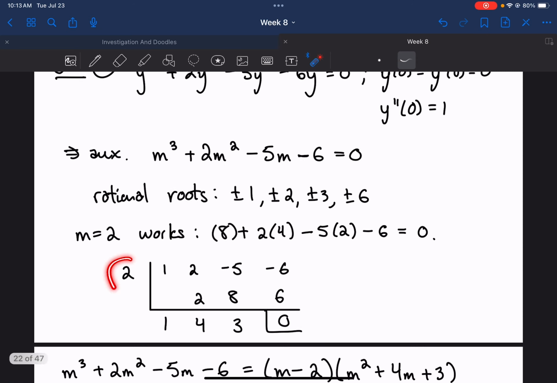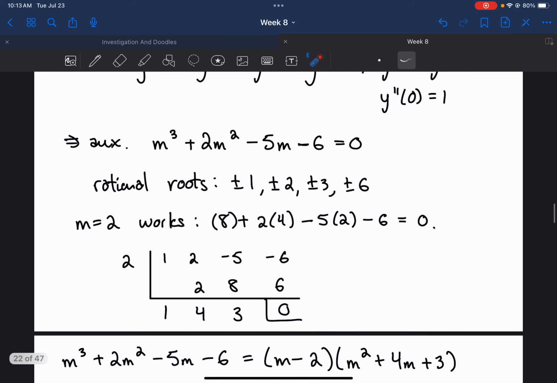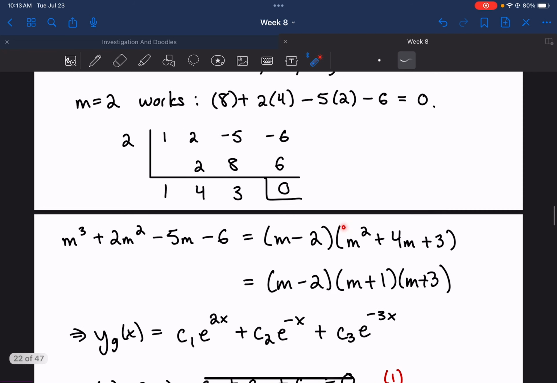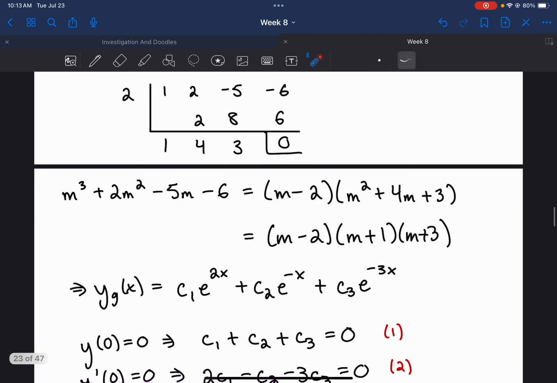So we're going to divide this polynomial by 2, bring down the 1. 2 times 1 is 2, put that here. Add these up to get 4. 2 times 4 is 8, put that here. Add these up to get 3. 2 times 3 is 6, put that here. Negative 6 and 6 is 0, so this polynomial equals m minus 2 times m squared plus 4m plus 3. And then you can factor this, pretty straightforward, m plus 1, m plus 3. So I get 3 distinct real roots.